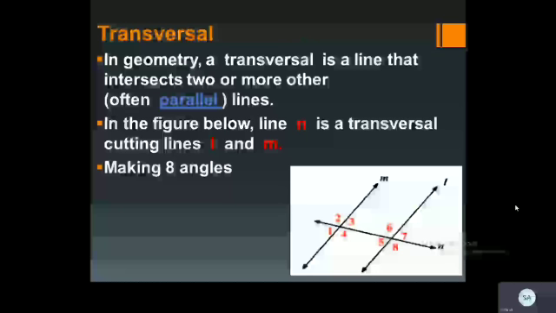Transversal. In geometry, a transversal is a line that intersects two or more other, often parallel lines. In the figure below, line N is a transversal, cutting lines L and M, and making 8 different angles.